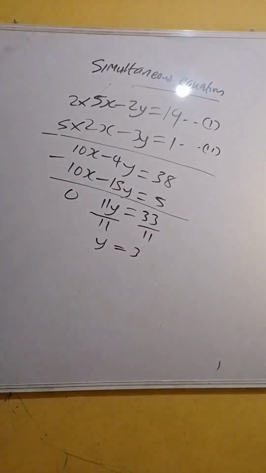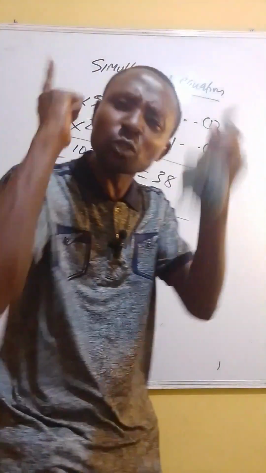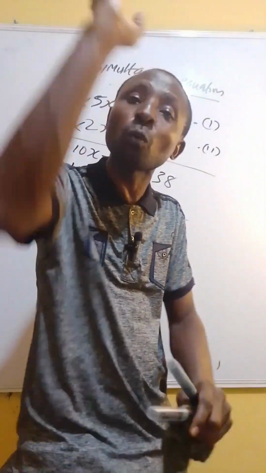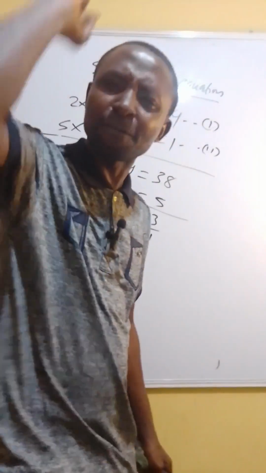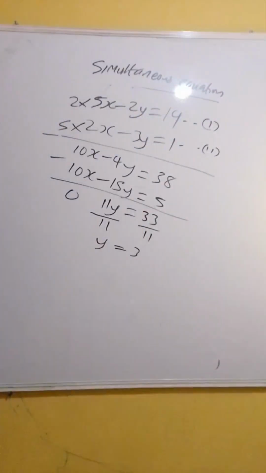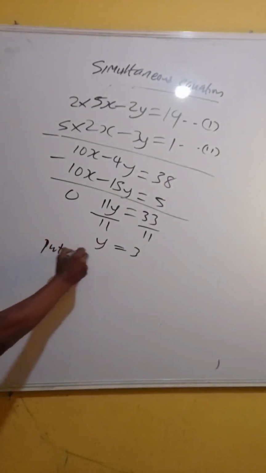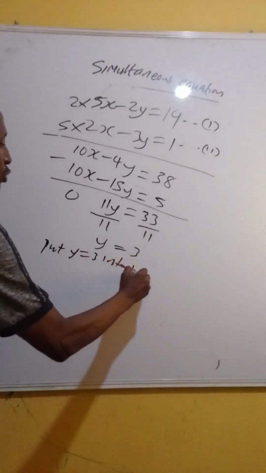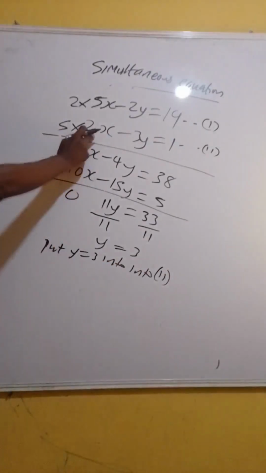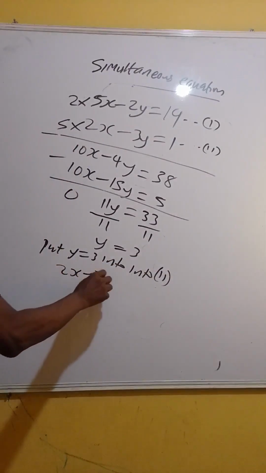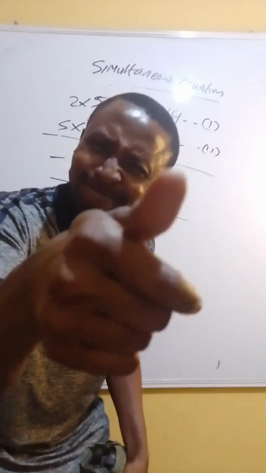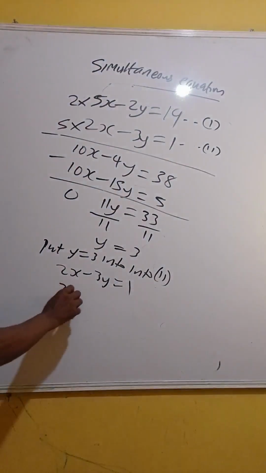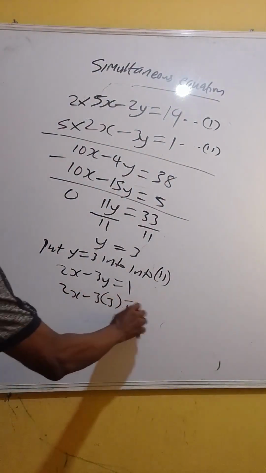y equals 3. So when y equals 3, put y equals 3 into either equation 1 or equation 2. Which one do we use? Let's use equation 2 this time. The first one was equation 1. Now put y equals 3 into equation 2. See equation 2 here? 2x minus 3y equals 1. Anywhere you see y, put 3. Now, 2x minus 3 bracket 3 equals 1.